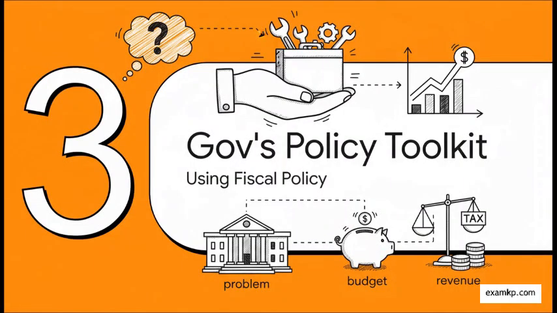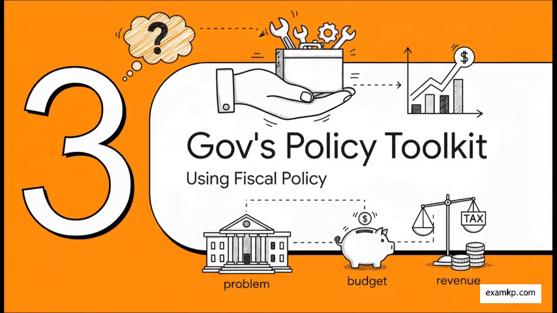What's so great about Keynes is that he didn't just point out a problem, he actually offered a solution. He gave governments a practical set of tools to fight recessions. And this whole toolkit has a name, fiscal policy. It's all about using the government's budget, its spending, and taxing powers to manage the economy.